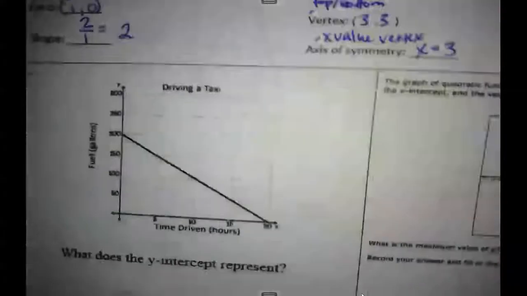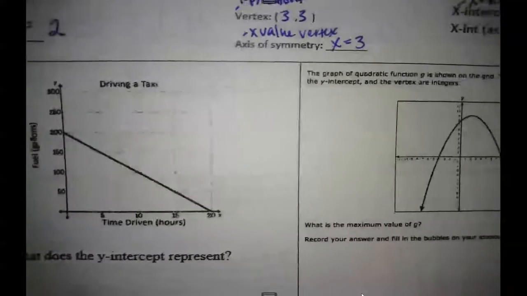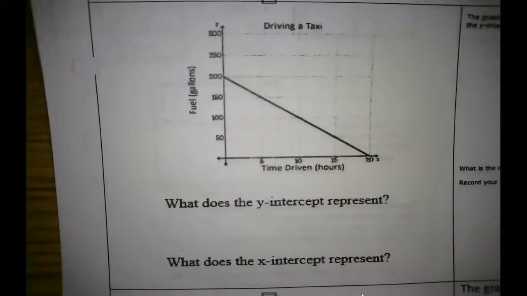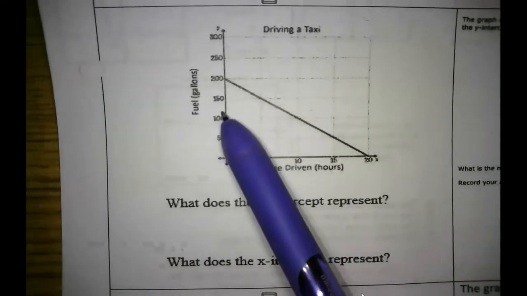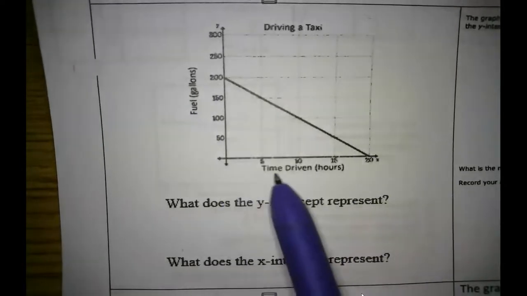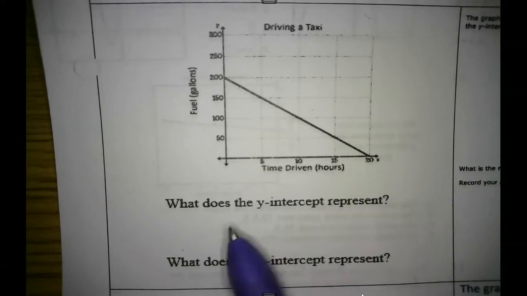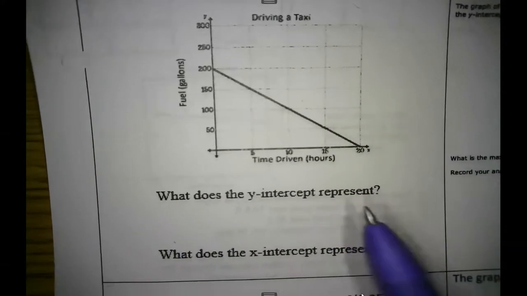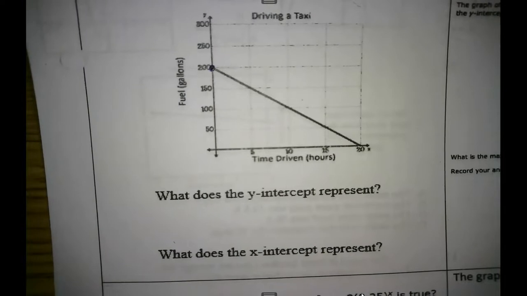All right. This graph is a graph of something in real life happening. It looks like our fuel decreases as we drive more hours. So what does the y-intercept represent? So this is still the y-axis, and it says 200. So what is that representing?